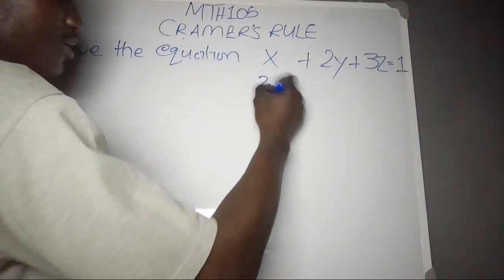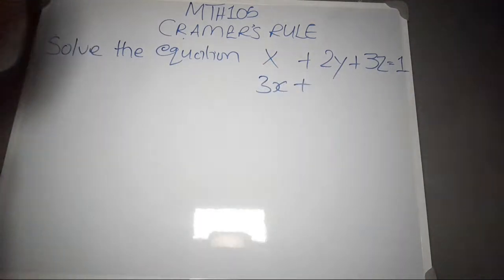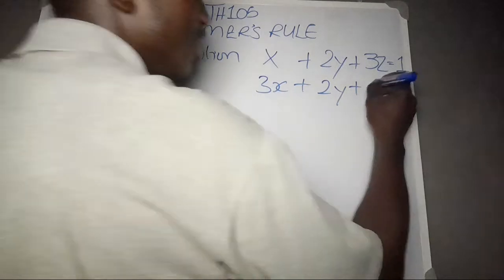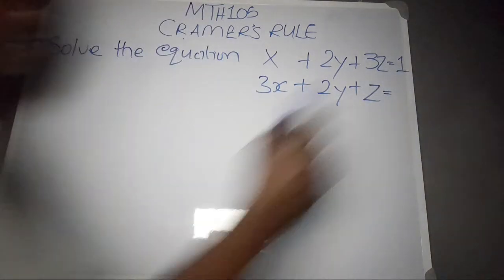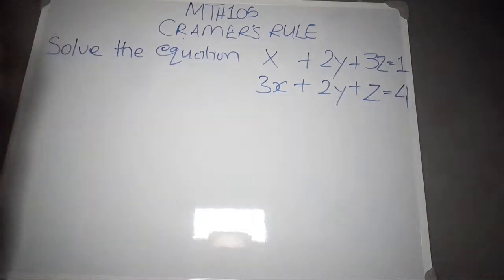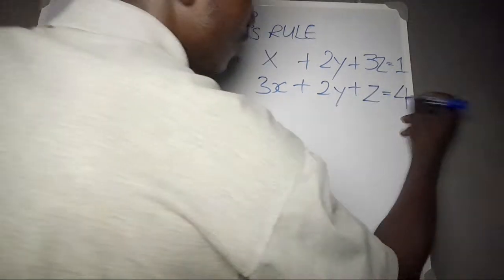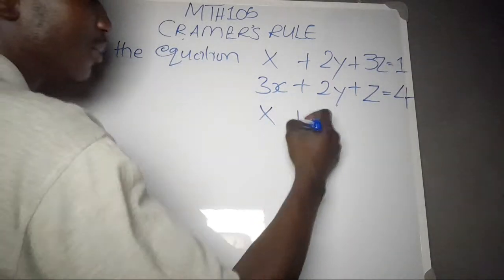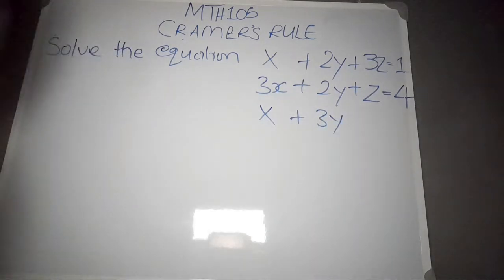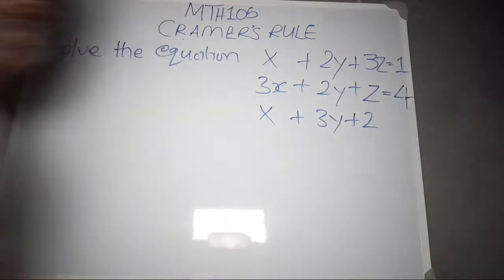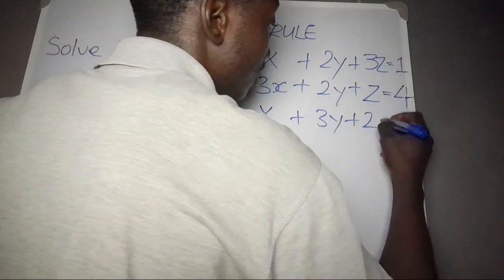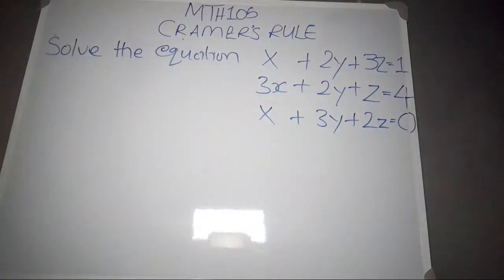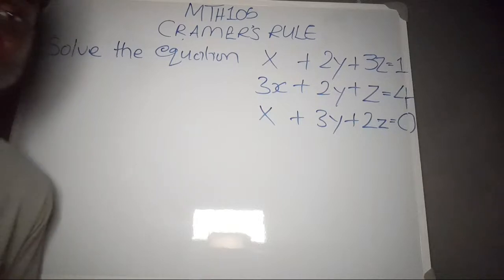So we have 3x plus 2y plus z equals 4. And we have x plus 3y plus 2z equals 0. So now, as you can see, it's a bit more intense than the first one we did.